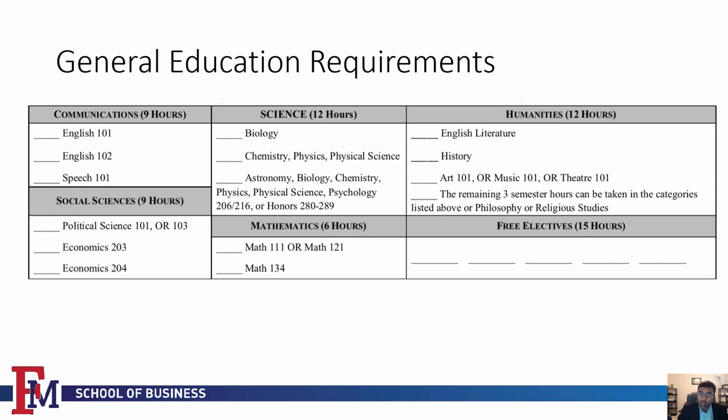We will now go over the general education requirements. The general education requirements constitute a total of 48 hours. You have 9 hours in communications, 9 hours in social sciences, 12 hours in science, 6 hours in mathematics, and 12 hours in humanities. Apart from these 48 hours, you have 15 hours of free electives, which we will talk about a little bit later.